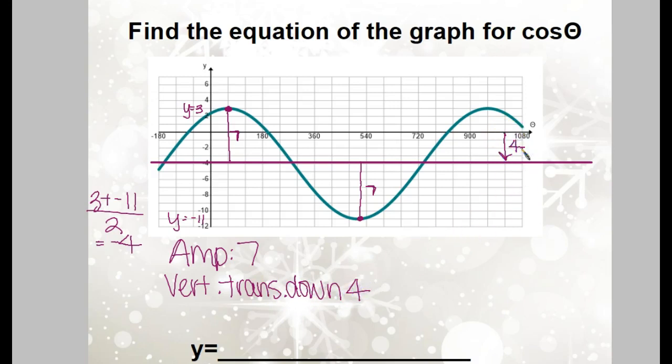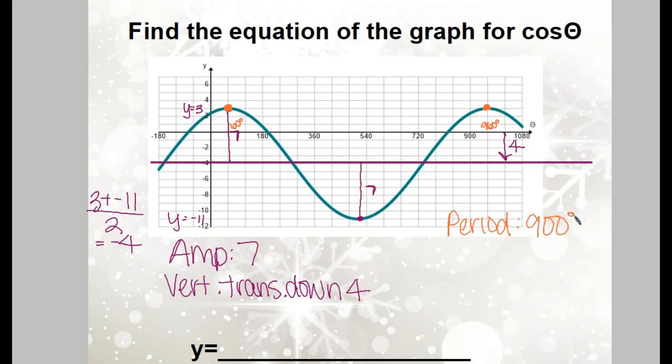Okay, next we need to look out for horizontal transformations. And so I'm going to look at one full cycle. I'm going to look at these key features. Here's a maximum point, decreases, hits our minimum, comes back up to our maximum. The first maximum occurs at 60 degrees, where then it starts to repeat itself again at 960 degrees. So that tells me that the period is 900 degrees.